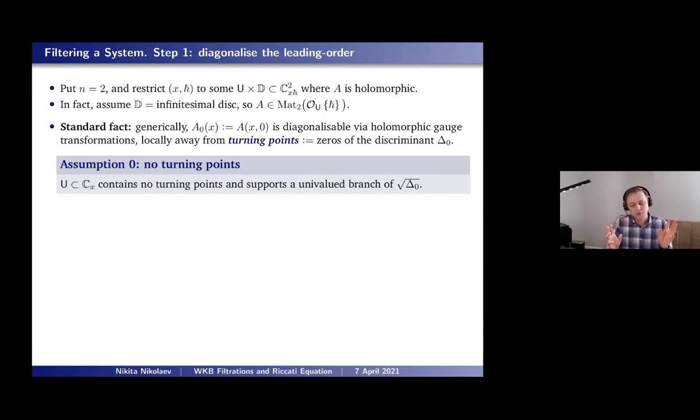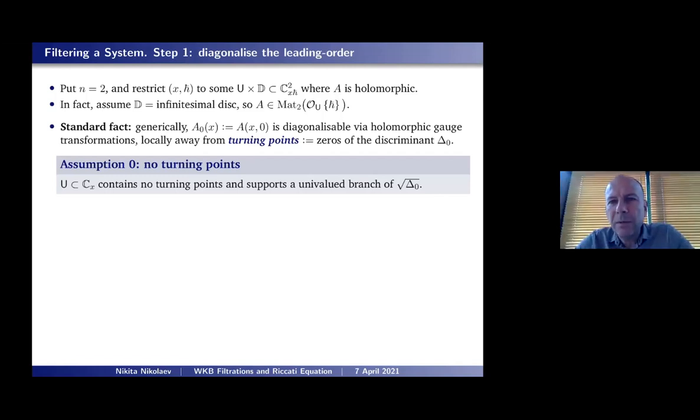But I'm also thinking of more general sets, maybe like an annulus or a punctured disk. So it's not simply connected. It doesn't contain any turning points, but I may be able to choose the square root branch of the discriminant, and that's enough for the construction. And this is not a silly thing. It's actually important. I'll mention later how to do WKB analysis for connections without poles, so on compact surfaces. And there, these cells where I can construct the WKB filtration are basically annuli or cylinders.